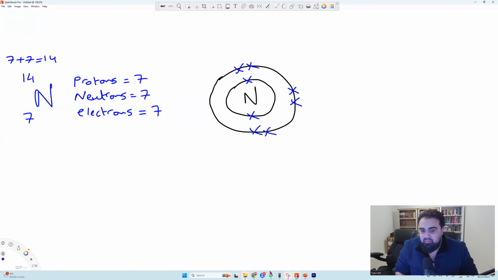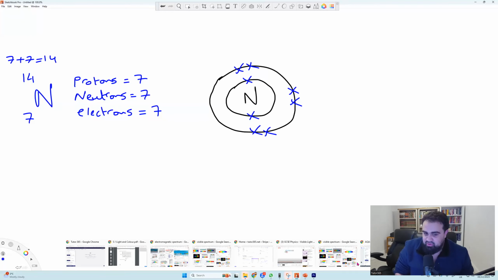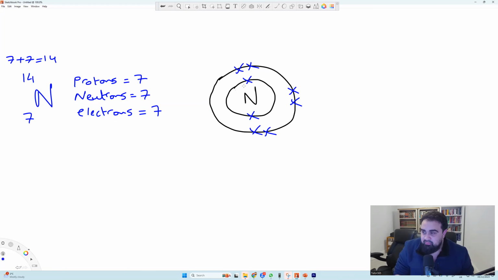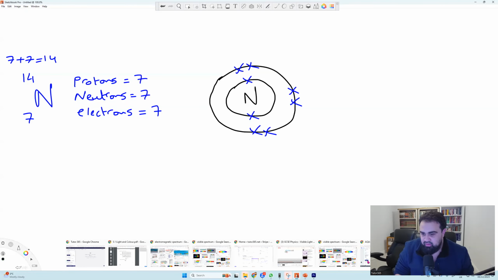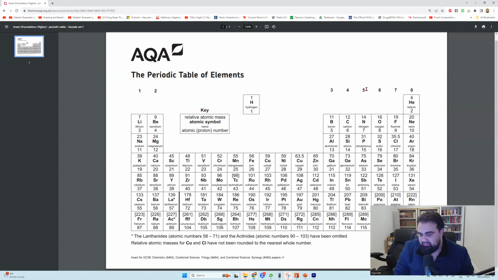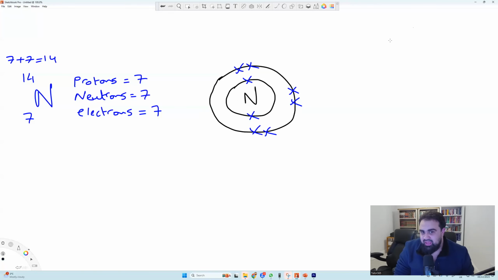Now notice, how many electrons does nitrogen have in its outermost shell? 5. Look, 1, 2, 3, 4, 5. And that's why it's in group 5. When it bonds, it wants a full outermost shell. So from somewhere, from another metal, it will gain those electrons that are missing.